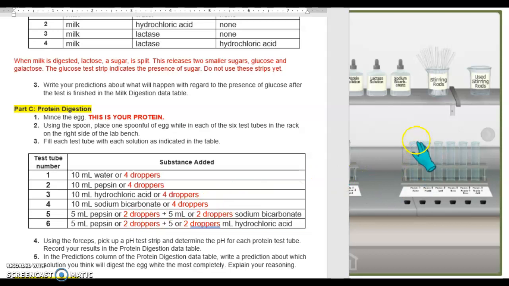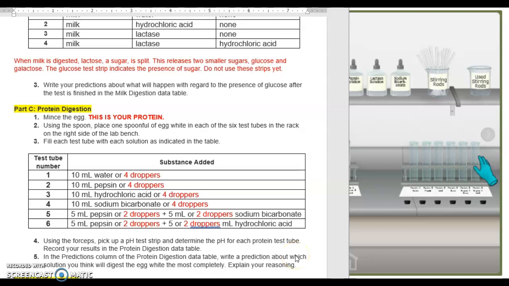So in this first test tube you see here, you're going to add just water with your egg white. In the second, it's only going to contain pepsin. The third is only going to contain hydrochloric acid. The fourth is going to contain bicarbonate only. The fifth one will have both pepsin and sodium bicarbonate. And the sixth one will have pepsin and hydrochloric acid.